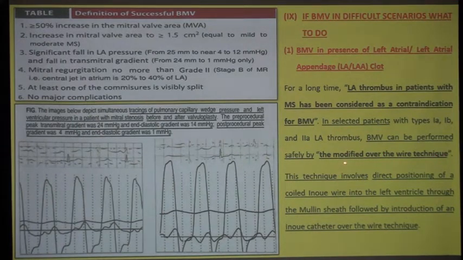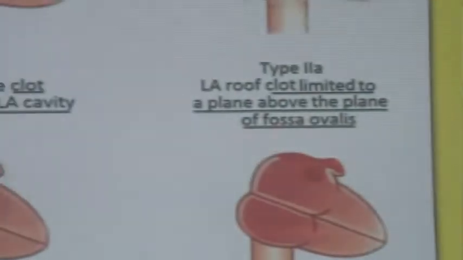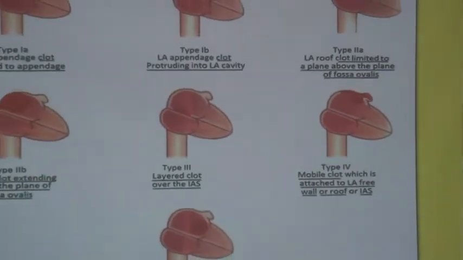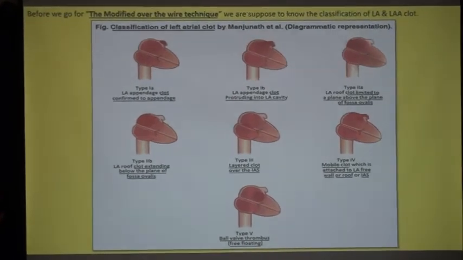This technique involves direct positioning of a coiled Inoue wire into the left ventricle through the Mullins sheath, followed by introduction of an Inoue catheter over the wire technique. Now, before we go for the modified over-the-wire technique, we are supposed to know the classification of left atrial and left atrial appendage clot.